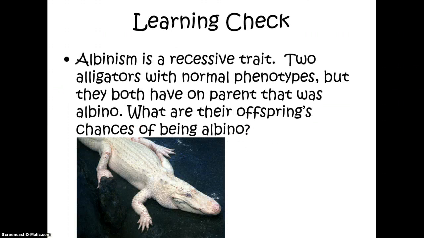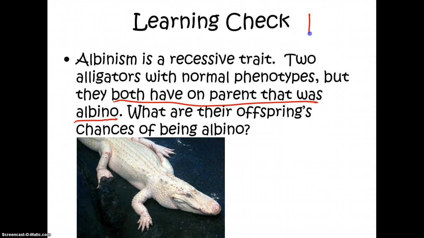Alright, now let's get a little bit trickier. Albinism is a recessive trait. Two alligators have normal phenotypes, in other words, they are not albinos. However, they both have one parent that was an albino. So what are their offspring's chances of being an albino? The fact that they both have a parent that was albino means that each parent had to pass on an albino allele.